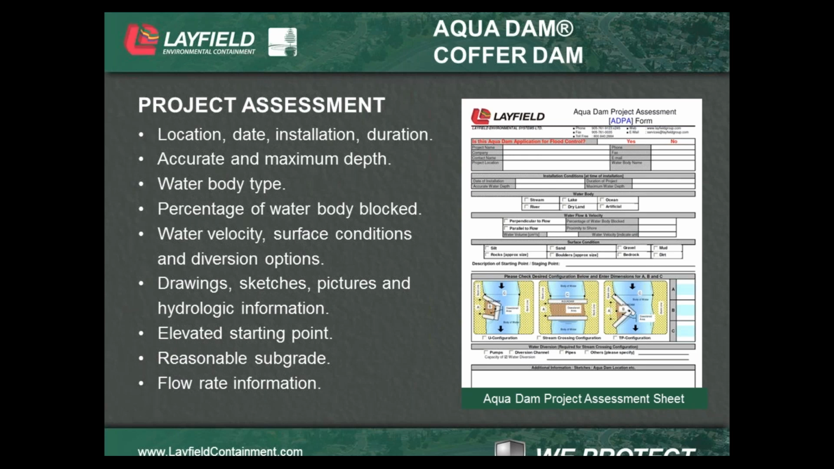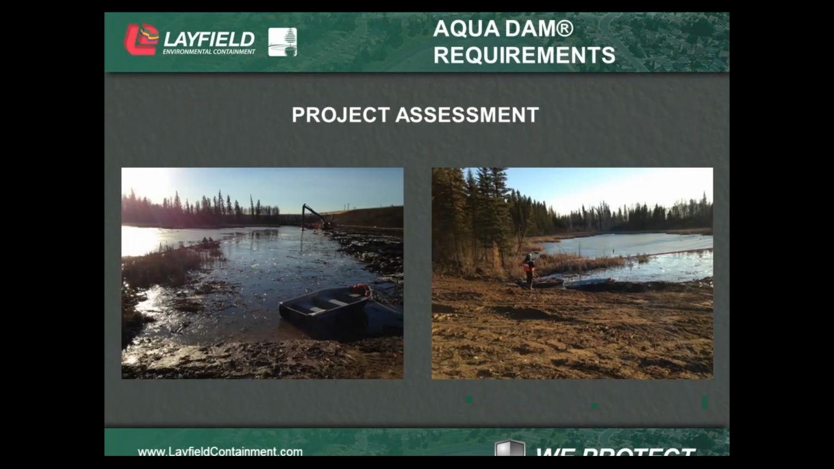Is there a nice elevated starting point that we can start the Aqua Dam off of? Reasonable subgrade, and what kind of flow rate information do we have? So again, just some information we look at from an assessment perspective.